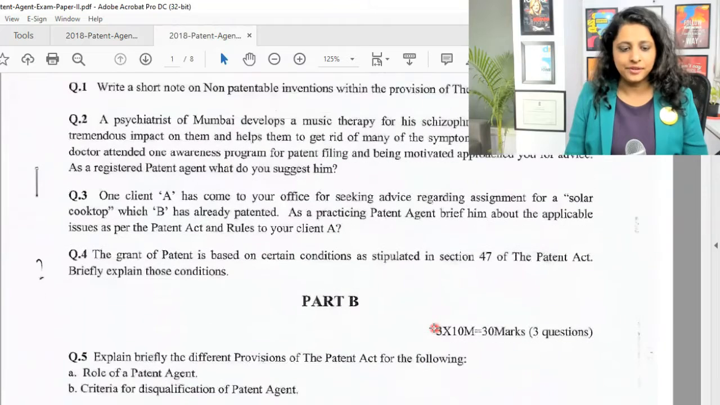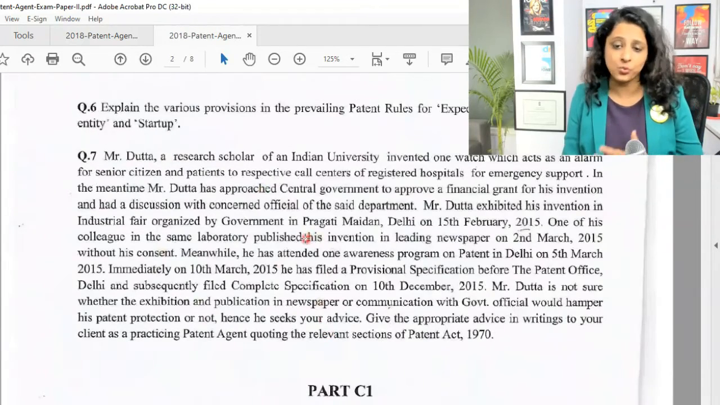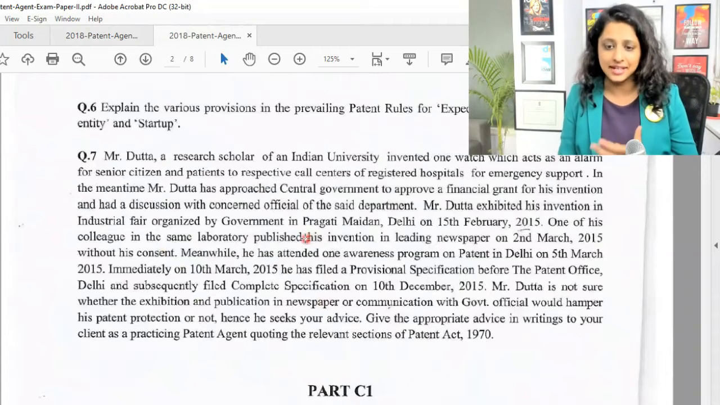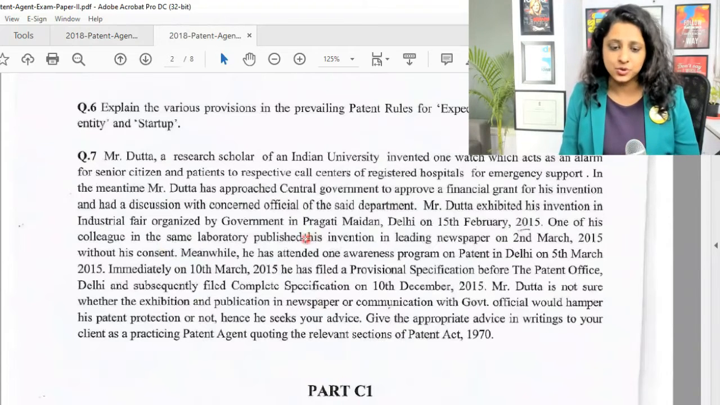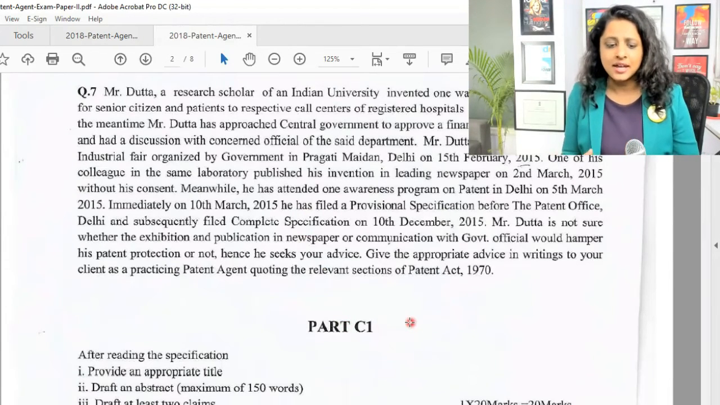Then Part B is a question on patent case study. There's some case study given, some situation given, and you have to give advice as a patent professional, as a consultant, on how you will advise your client. Then Part C is patent drafting, in which there's a choice between questions because there are inventions from different fields of science. You can choose which invention you want to draft depending upon your background.